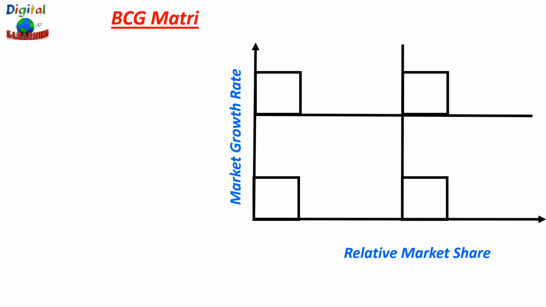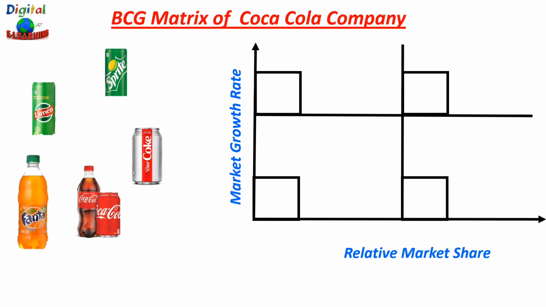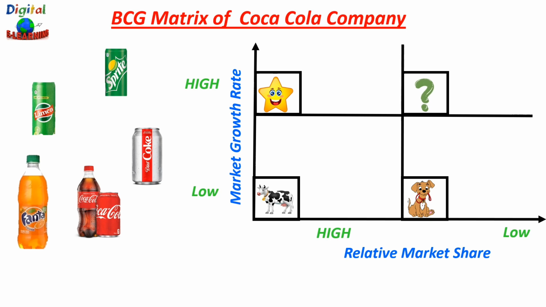Let's look at the BCG matrix for the Coca-Cola company. We'll first list all the components of Coca-Cola. This may not be all, but let's stick to these, and we will now construct the BCG matrix. We have stars, we have cash cows, we have question marks or problem child, and we have dogs. Let us now try to fit all these products into this BCG matrix.